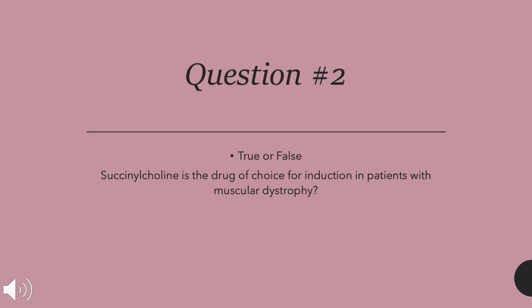Question number 2. True or false? Succinylcholine is the drug of choice for induction in patients with muscular dystrophy. False. Succinylcholine should be avoided in muscular dystrophy patients due to the risk of rhabdomyolysis.